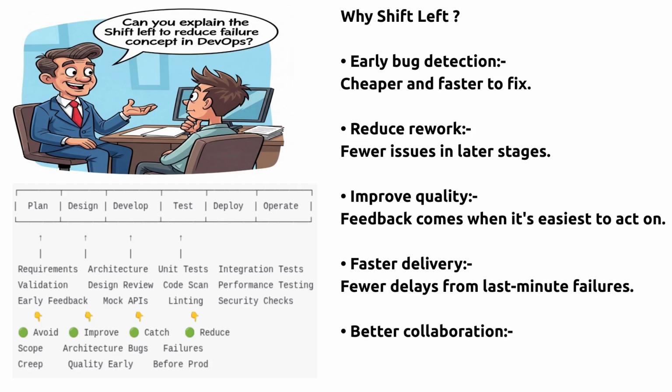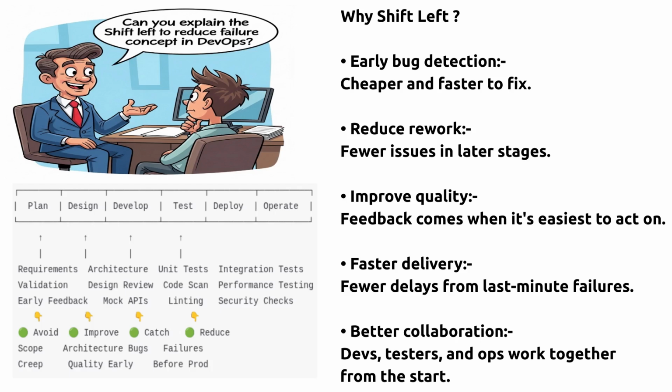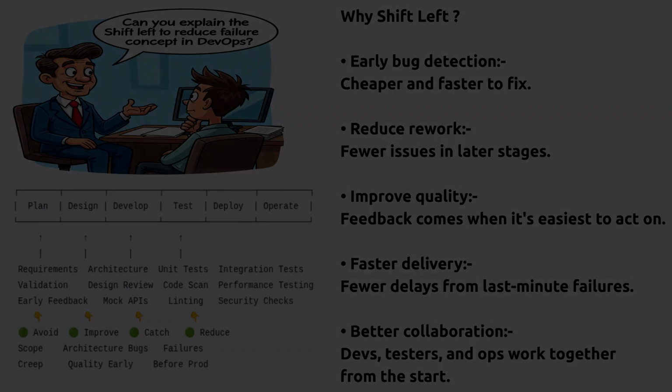The quality of the code also improves. The delivery also becomes faster. There is better collaboration between dev, testing, and operations teams. So by shifting testing and validation earlier in the pipeline, we not only catch bugs sooner, but we also minimize production risks, reduce costs, and accelerate delivery. That's the real power of shift-left in DevOps.